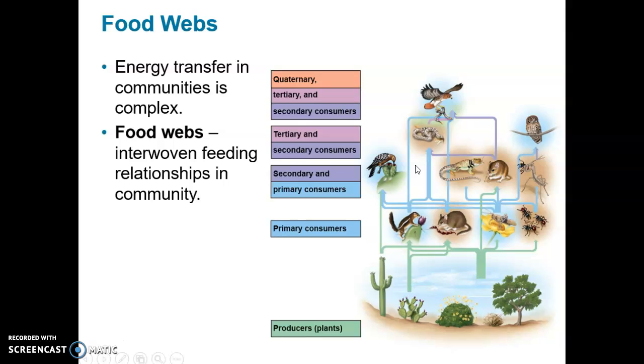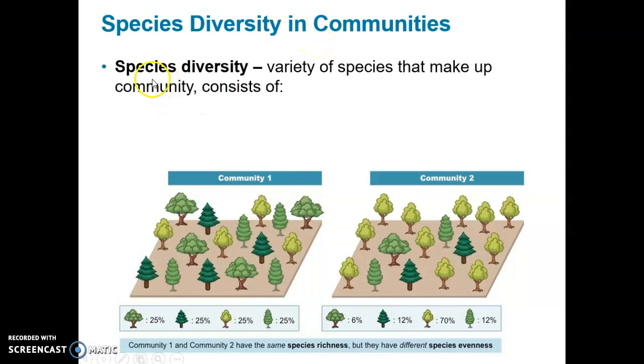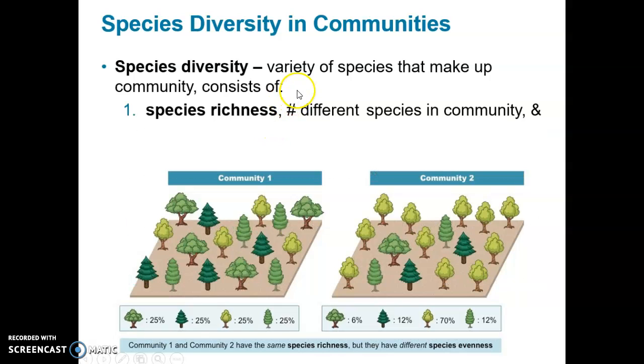versus a food chain. Okay, let's move on to species diversity in communities. So species diversity, that's the variety of different species that make up a particular community, but it's measured in a couple of ways. One way is species richness, meaning the number of different species in a community. If we look at this example of community 1 versus community 2, the species richness, the number of different species, is the same. 4 different species in this community, 4 different species in community 2.